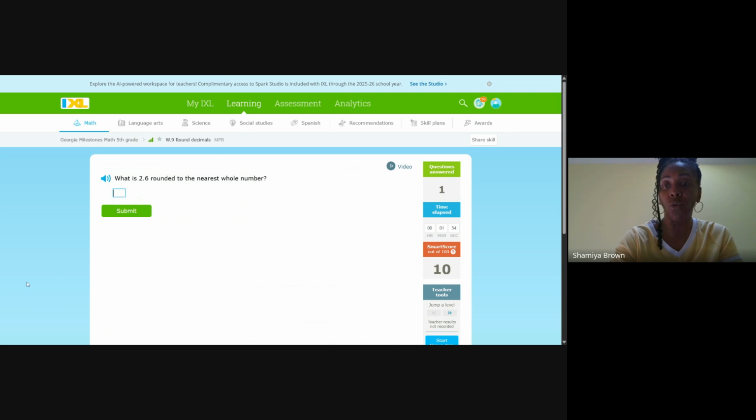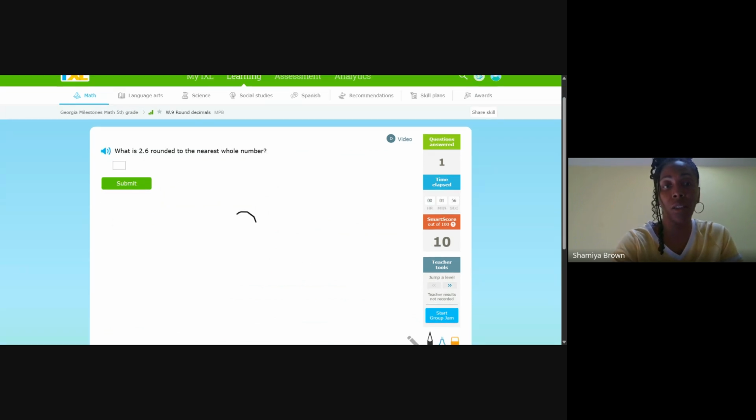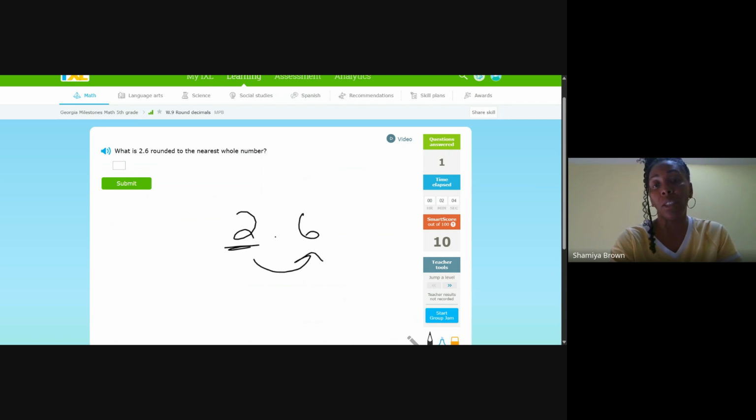Next one is 2 and 6 tenths rounded to the nearest whole number. This is my whole number, so I'm going to look over here to my 6. 6 is going to tell the 2 to soar because the 6 is bigger than 5. So if I round this 2 and 6 tenths to the nearest whole number, then my answer would just be 3. I don't have to have the 0 or the decimal because this is going to turn to a 0 and I'm rounding to the whole number.